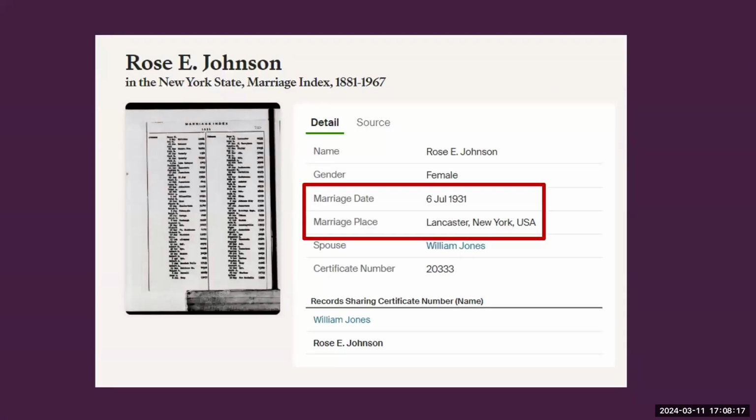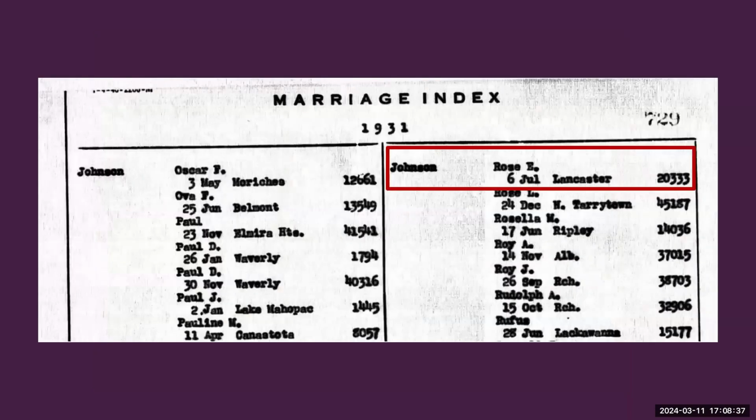The details you are looking for are the marriage date and marriage place. The certificate number listed here is the state number. You should write this down, but the state number is different than the county certificate number, so it is not helpful when looking through the Erie County marriage records on microfilm. It's always good to look at the index itself to verify that the transcribed information that we were just looking for was correct. And in this case, it was correct.